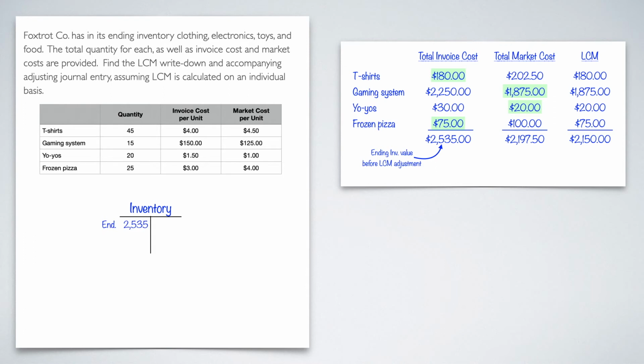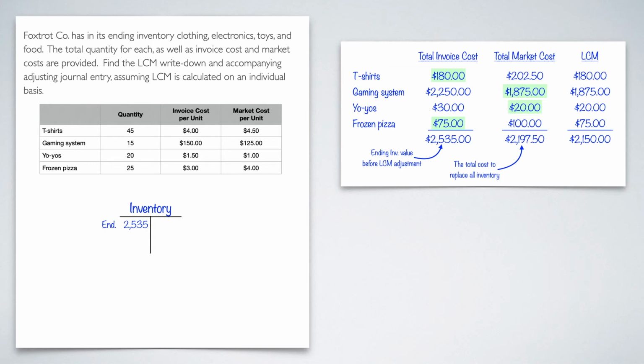That is what your inventory is on your books right now. So that's the total invoice cost. Let's look at the total market cost. What does that number mean? Well, that number is the total cost to replace all your inventory. So if you had a warehouse fire or something happened and you lost everything, that's what it would cost you right now to replace everything in a normal way.